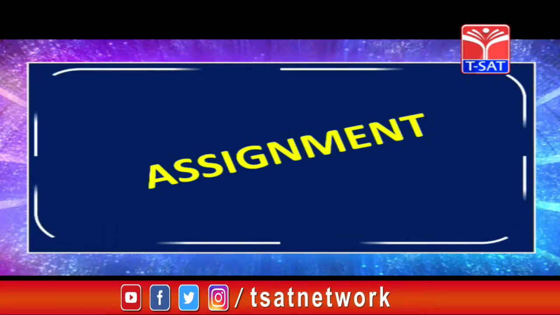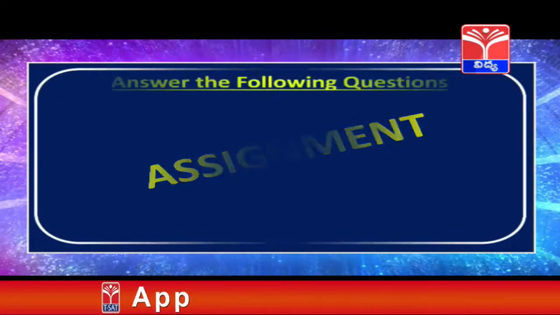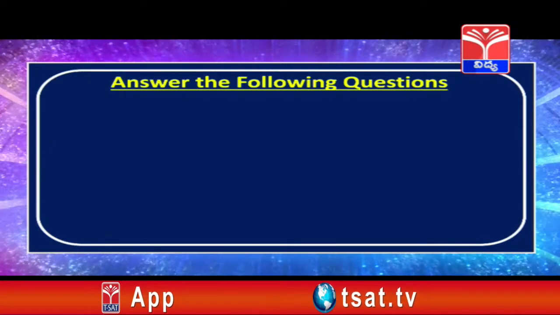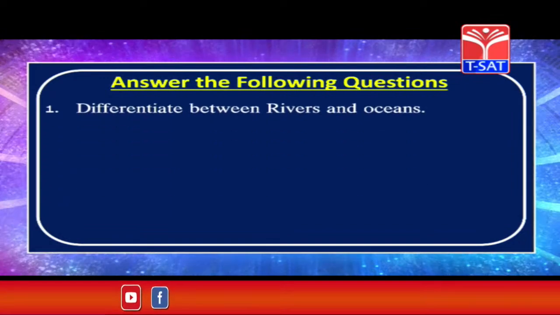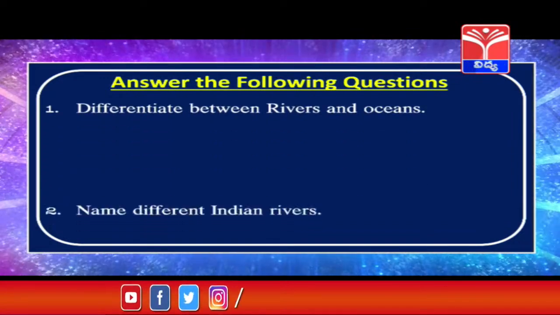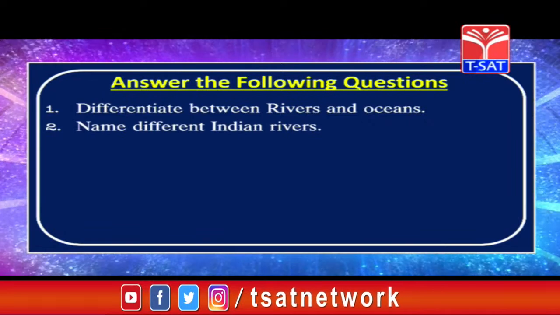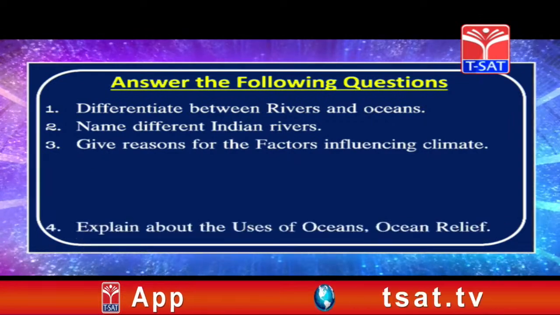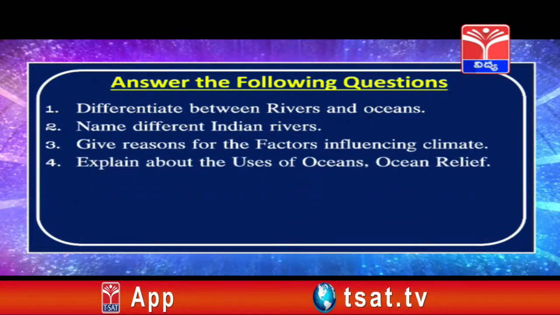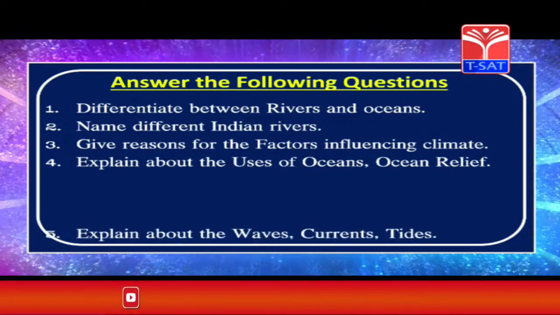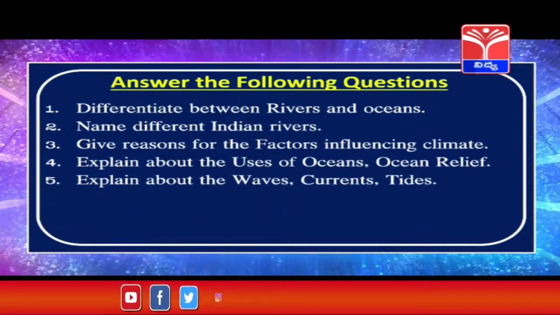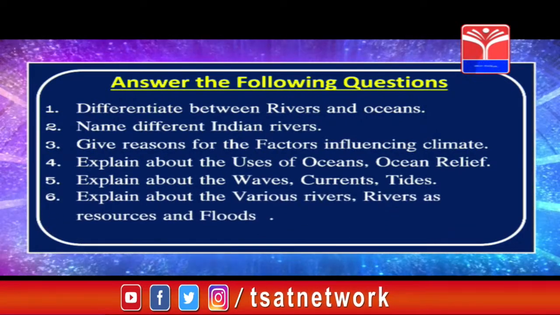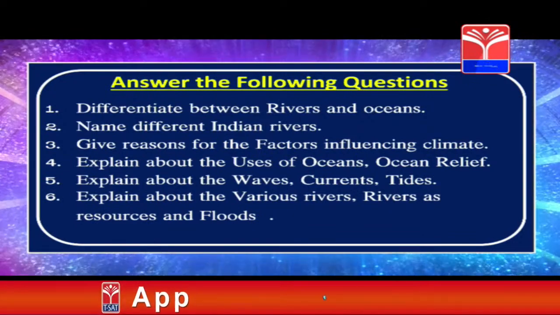So based upon our today's session, children, here comes your assignment. I am going to give you some questions. Please note down the questions in your notebooks. You have to differentiate between rivers and oceans. You have to name different Indian rivers. You have to give reasons for the factors influencing climate. You have to explain the uses of ocean and ocean relief. You have to explain the waves, currents, tides. And you have to explain the various rivers, rivers as resources and floods.